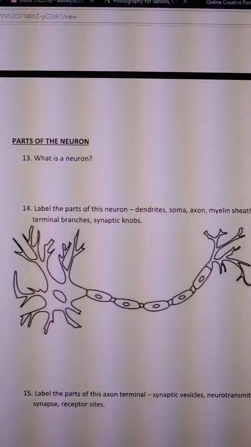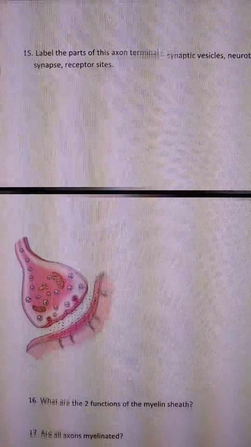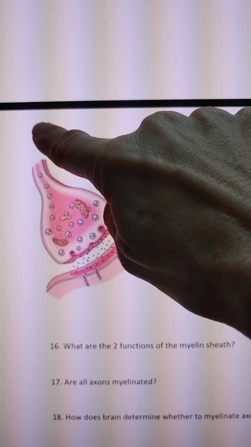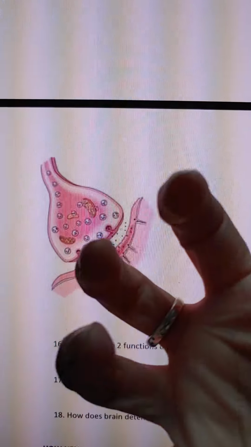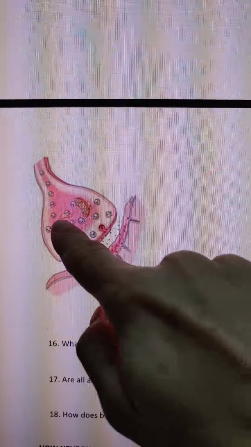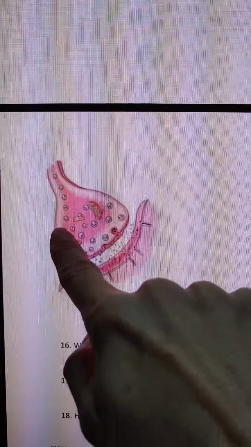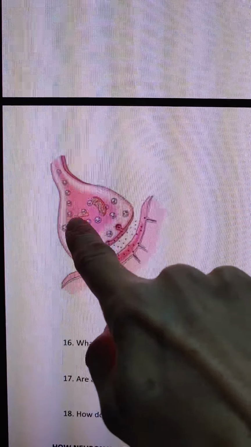Okay, you can't see it very well in this diagram, but if you go down to number 15, you can see it better. This is like a blown up version. This is a terminal branch coming down, and it just blows out at the end. It just elongates, it bubbles out at the end. This whole thing right here is called the synaptic knob, according to your book. Okay, you see these little bubbles inside the synaptic knob?